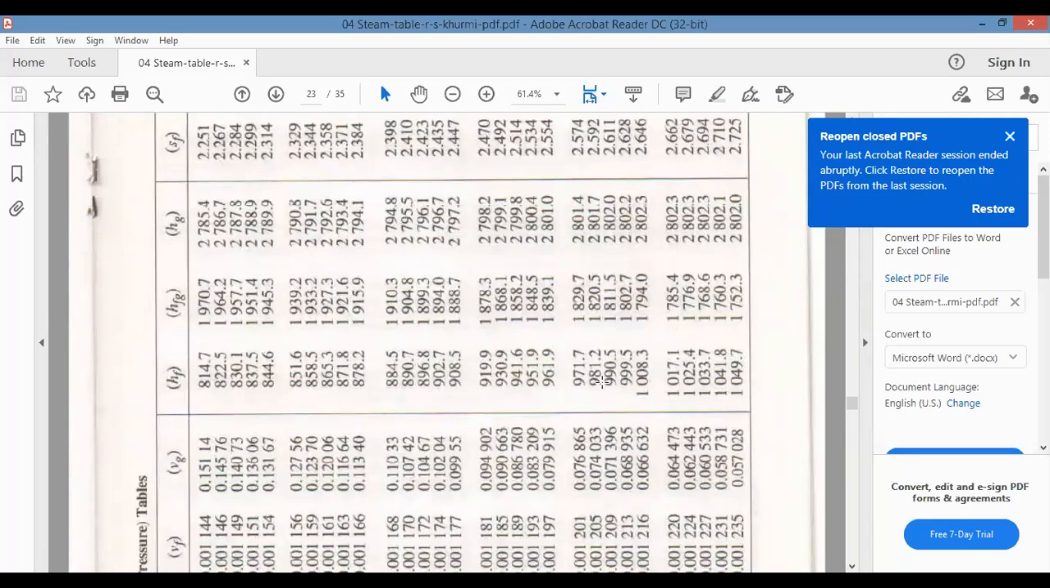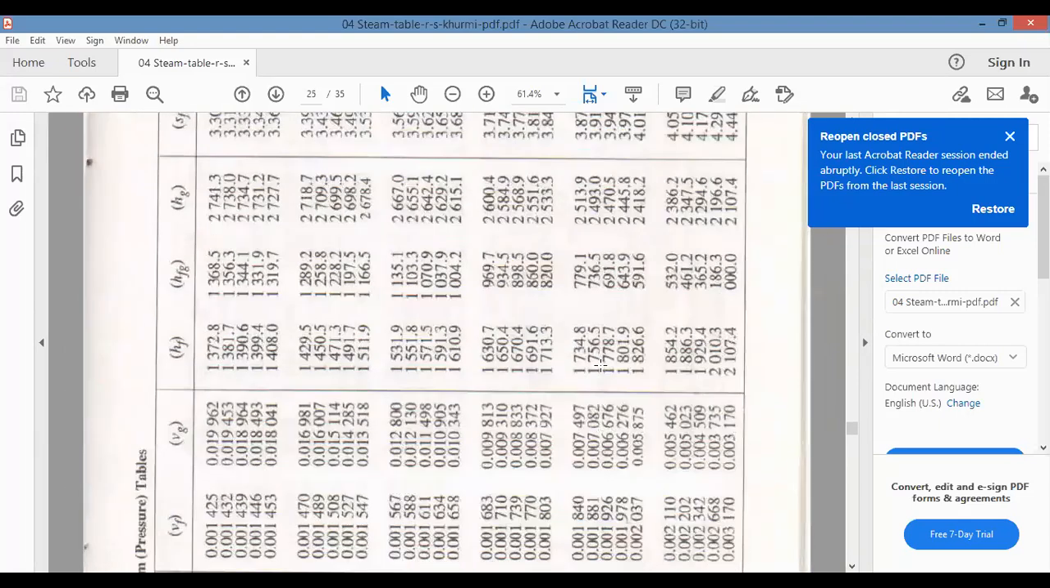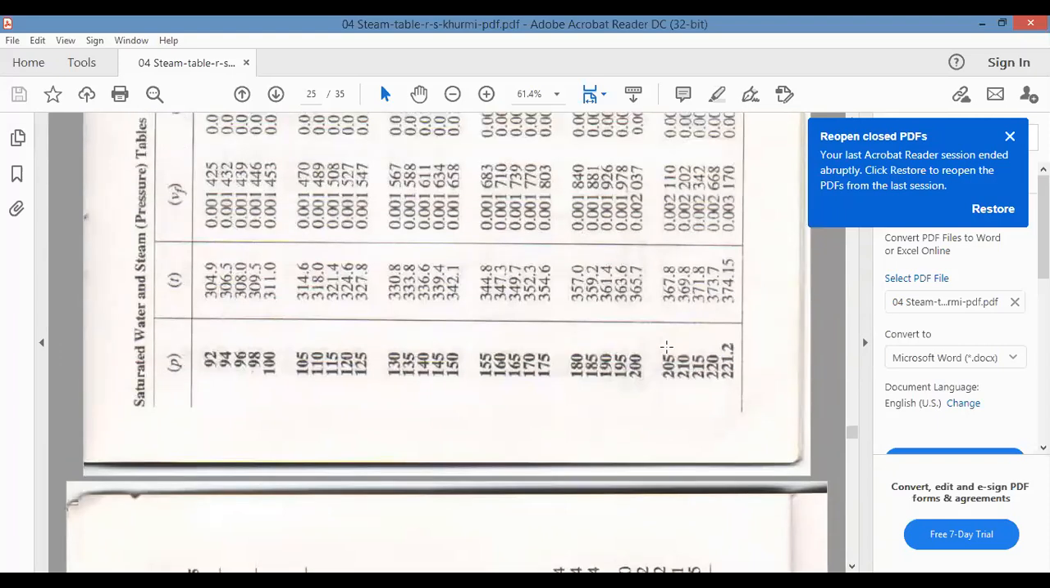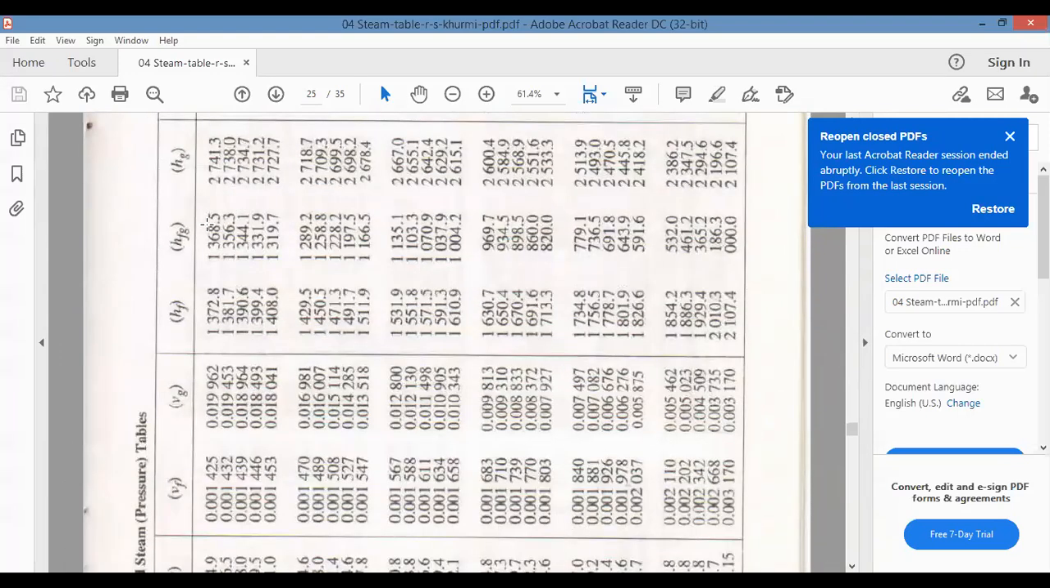Let us now look at the critical point, which is 221 bar. Let me show the point where the steam table ends. At 221 bar, which is the critical pressure, the critical temperature is around 374 degrees centigrade. And look at the latent heat. The latent heat of vaporization becomes 0.